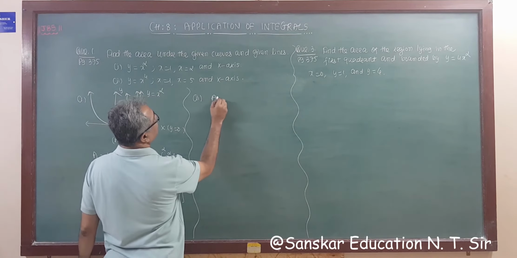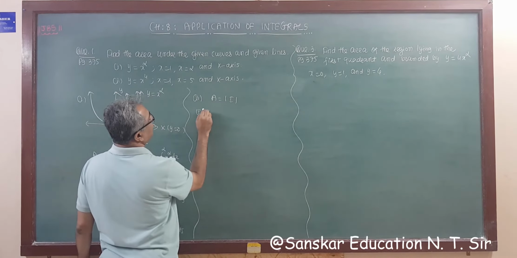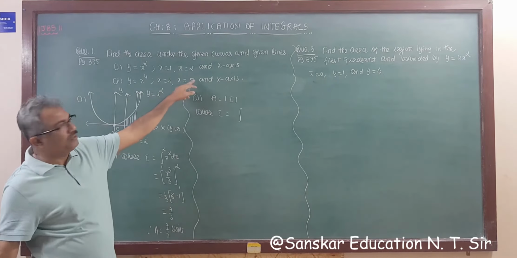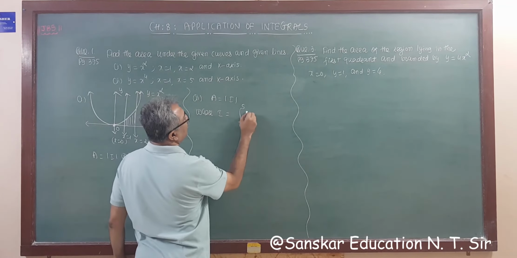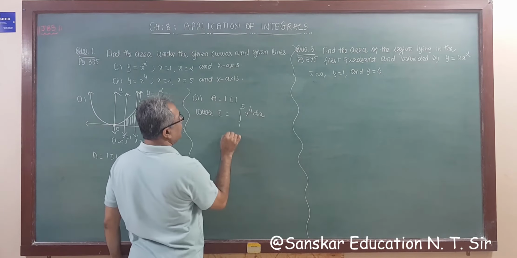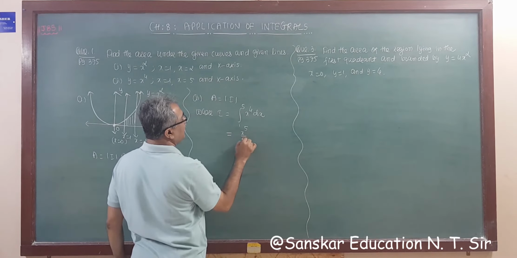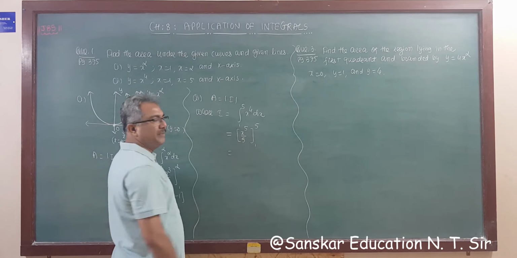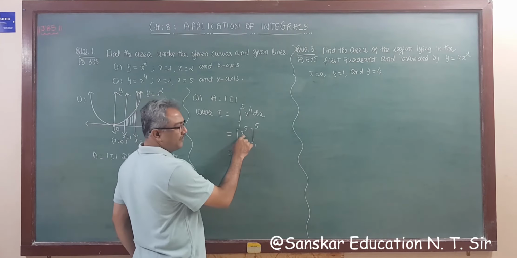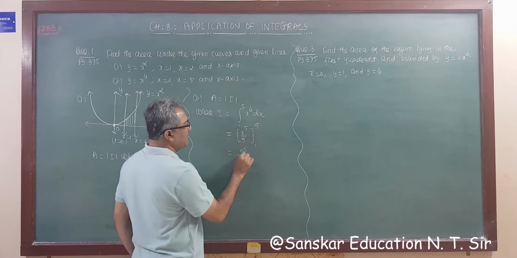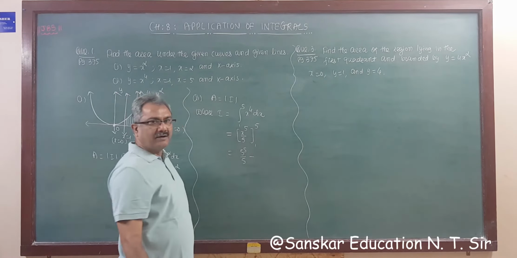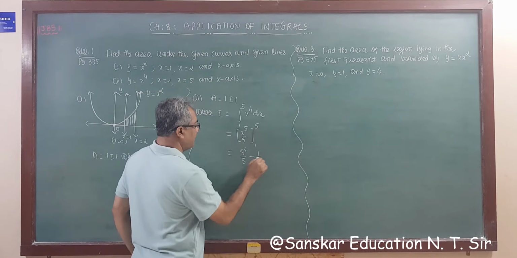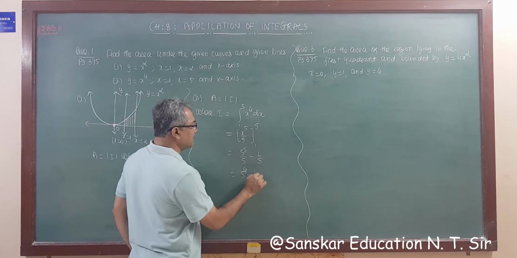So directly A is equal to mod I, where I is equal to the integration, with the limits from 1 to 5, of x raised to 4 dx, and the integration of this is x raised to 5 by 5, and the limit is 1 to 5, right? So substituting the limits, what do we get? 1 upon 5 and 5 raised to 5. So I am writing here 5 raised to 5 upon 5 minus, instead of 1, 1 upon 5. So this is 5 raised to 4 minus 1 upon 5.